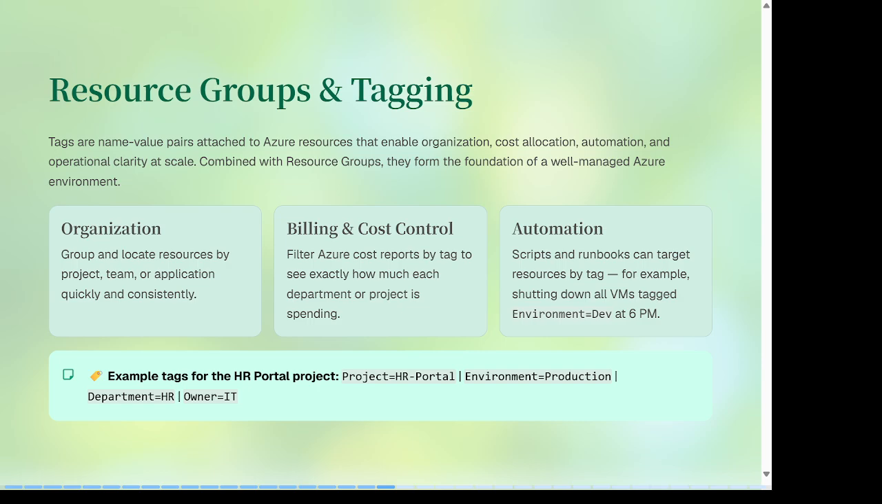Billing and cost control. Tags allow you to track exactly where money is being spent. You can filter cost reports by department, project, environment. So you know exactly which team is spending what. Automation. Tags can be used in automation scripts and policies. For example, shut down all VMs with tag environment equals dev at 6 p.m. This helps reduce cost automatically without manual effort.